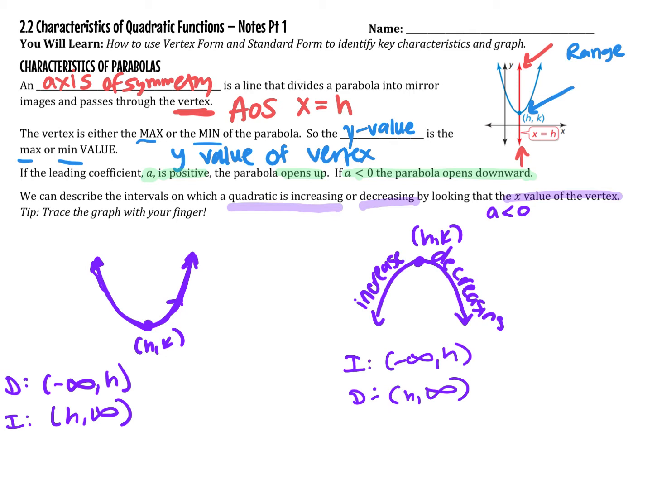So let's focus specifically on vertex form, since what we just pointed out is that the vertex helps us identify the axis of symmetry. It helps us identify the max or min value of the parabola. And if we know the vertex, we can find the intervals over which we are increasing and decreasing. So let's focus on vertex form first, which we learned a little bit about in the last video.